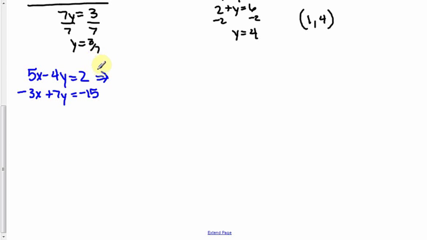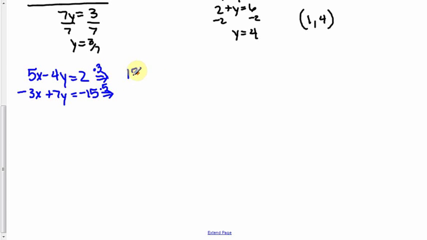I'm going to multiply this equation by 3. And I just write times 3. Some students put big parentheses around their whole equation and put a 3. Whatever works for you is fine. I'm going to multiply the bottom equation by 5. And that will take care of turning the x's into 15s.